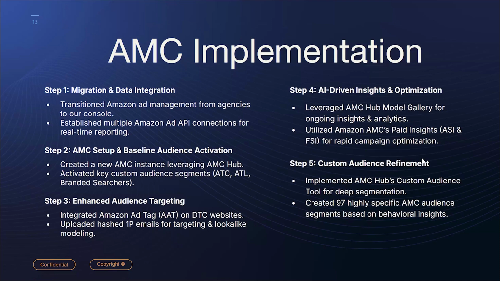And then step 5 was the audience refinement. So we created 97 highly specific AMC audiences based on the behavioral insights from ASI, different findings that we found through time to conversion, multi-touch attribution models to essentially refine their whole strategy and leverage a lot of AMC. So we're bundling all these high converting audiences and shoppers and people that they might not be able to target otherwise with AMC, and then just spreading this out through everything they're doing.